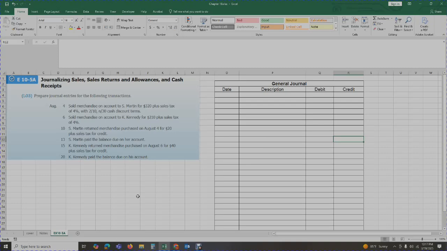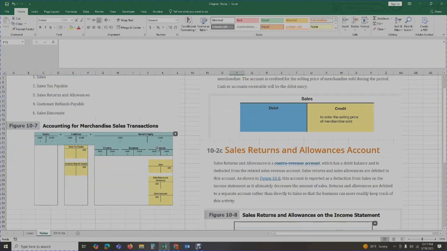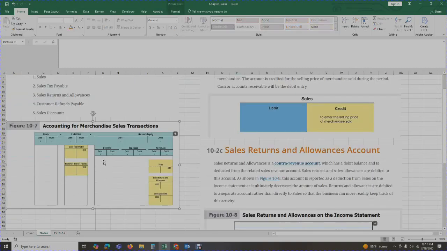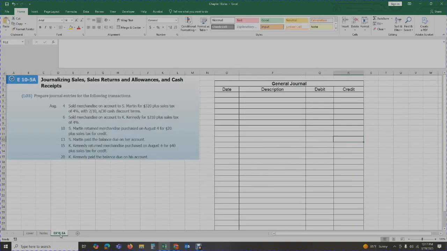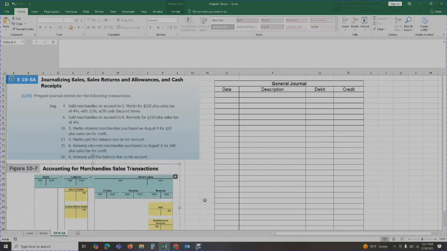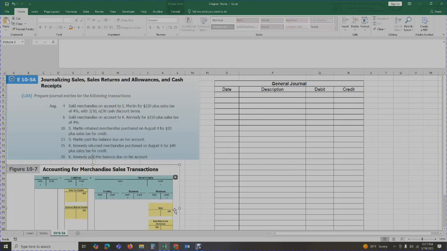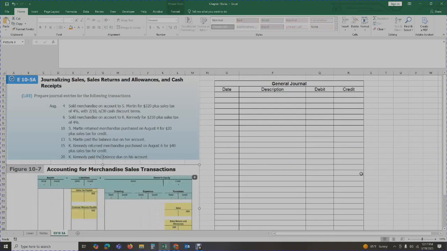So if I were a student, what I would do is I would have this figure 10.7 with me handy, okay? So we can know if we need to debit or credit an account, okay? Let me see if I can copy it over here so we can have it. Yes, here we go. That way we have it available here as we're working out the problem. Okay, that makes more sense.